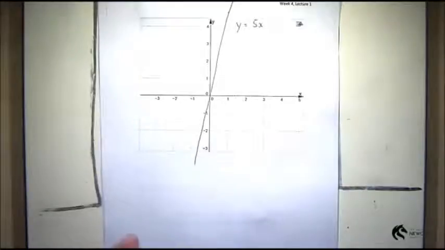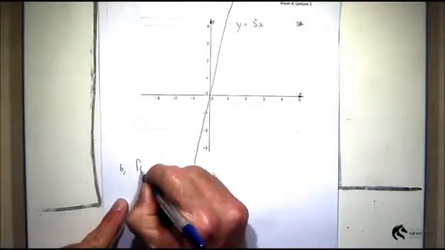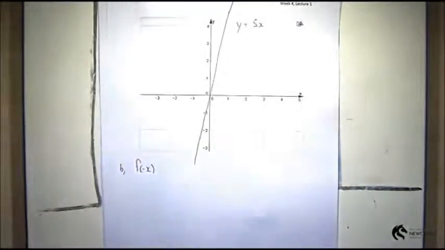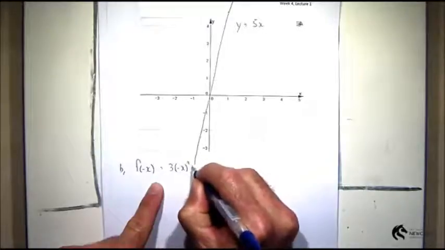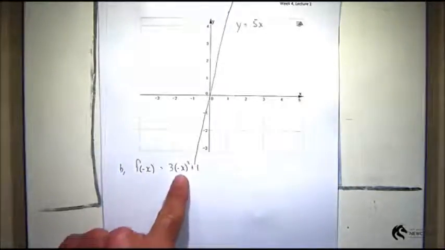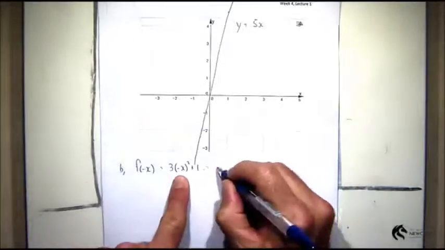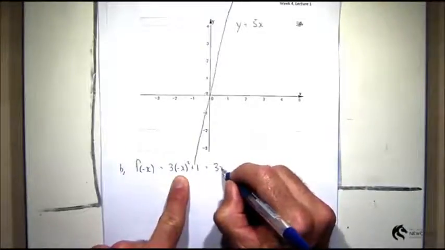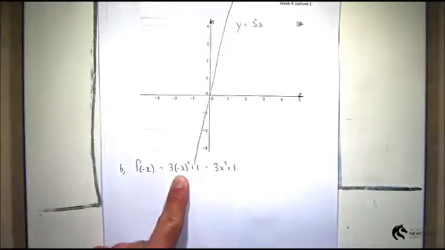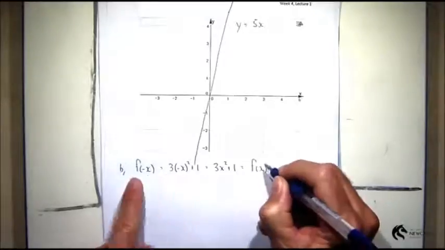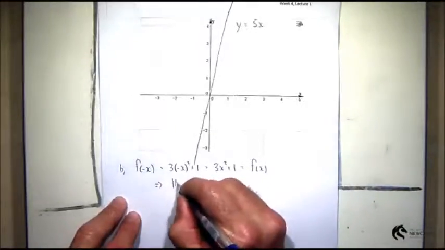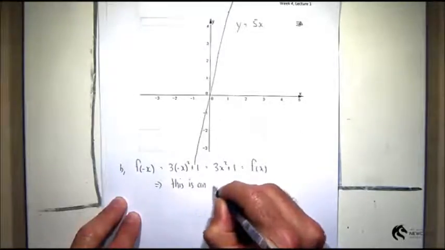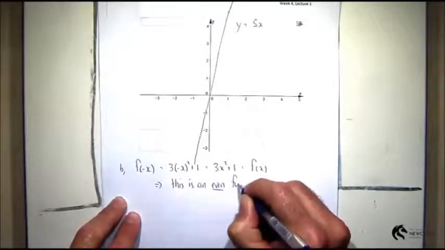We look at b, f of minus x, and here I've got 3x squared plus 1. So f of minus x is 3 times minus x all squared plus 1. Minus x all squared is the same as x squared, doesn't matter which value of x you use there, so I can say that's the same as 3x squared plus 1, and so that is the same as f of x. So f of minus x is equal to f of x, so this one is an even function.